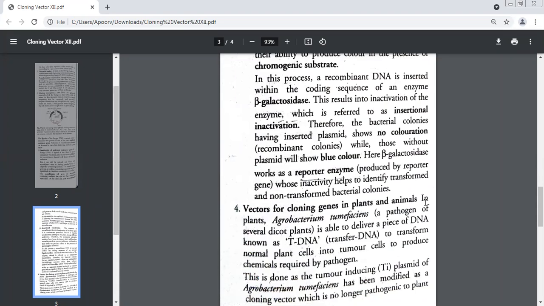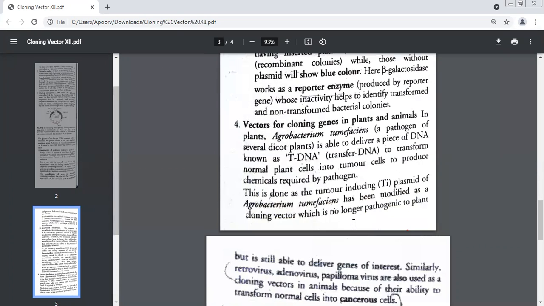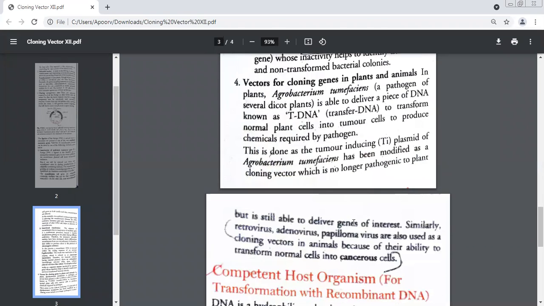So beta-galactosidase is helping like a reporter gene. It is helping you to differentiate between transformants and non-transformants. Don't get confused between transformant and non-transformant. Transformant means the host in which some change has occurred after the gene is inserted. And the ones in which the change has not occurred, what do you call them? Non-transformants.